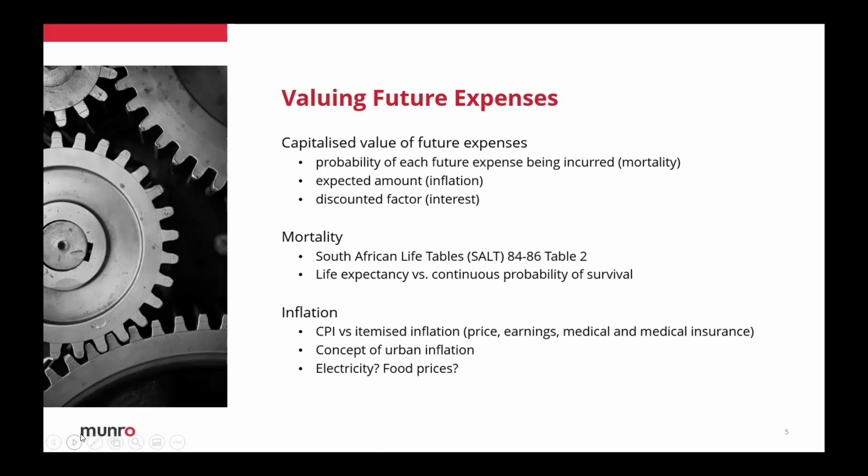Now, firstly, mortality on our side is generally quite simple. Most actuaries that operate in the damages arena use the South African life tables, 84 to 86, life table 2. The reason we use the 1984 to 1986 tables, which might seem a bit outdated, is that in the subsequent census data and tables, the impact of HIV was disproportionate. That was before the rollout of ARVs, and therefore the life expectancy in our tables throughout the 90s was understated. The Actuarial Society is currently working on updated tables, but generally there's agreement that the 1984 to 86 tables are still the most appropriate.